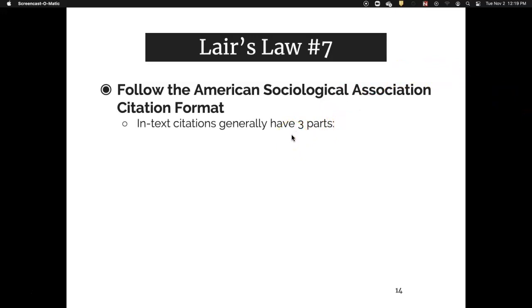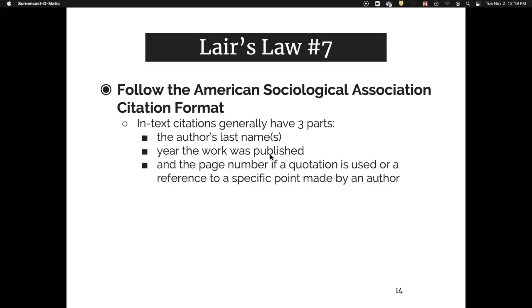And when it comes to in-text citations, the ASA format generally has 3 parts. You have the author's last name, or if there's more authors, you have their last names. You have the year that the work was published. And then if you are quoting something or citing something very specific from the work, you will give the page number that corresponds to that quotation or to the specific point being made, and where it could be found in the book.